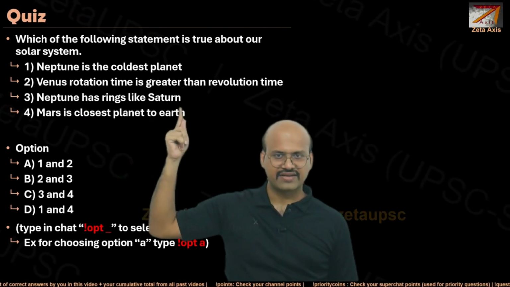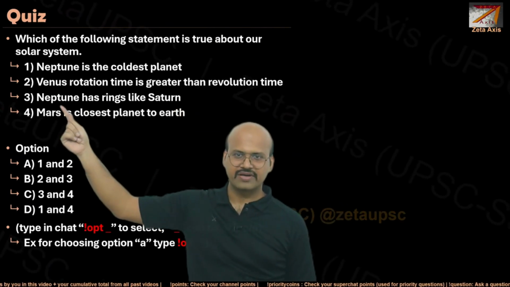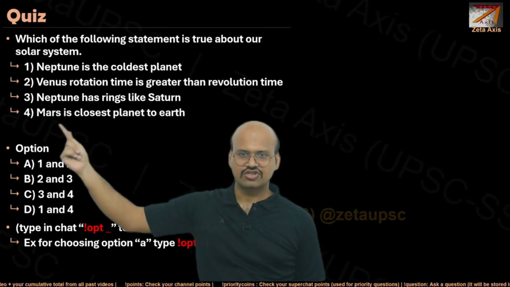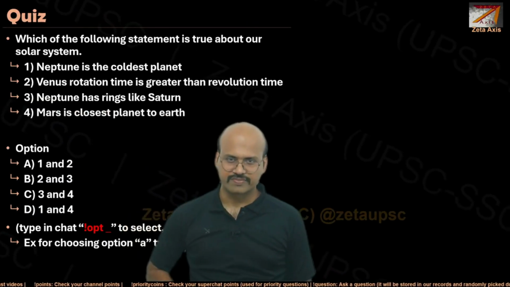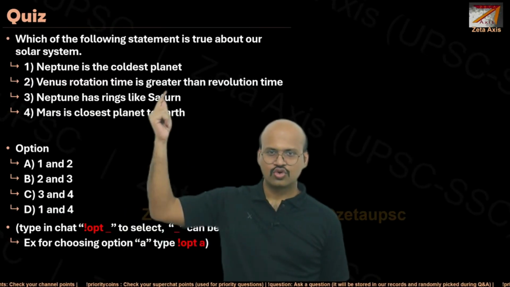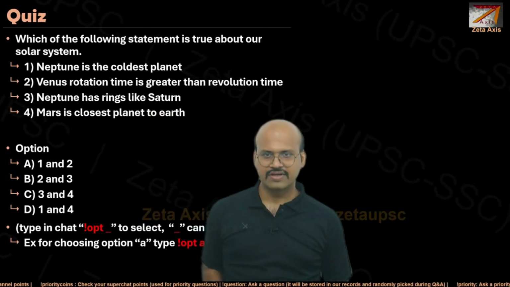Neptune has rings like Saturn. Yes, it has. They are not very prominent, but it does have rings. Mars is the closest planet to Earth. This statement is again wrong. We have seen that Venus is the closest planet to Earth. So again, 2 and 3 are the right statements. The answer will be B.